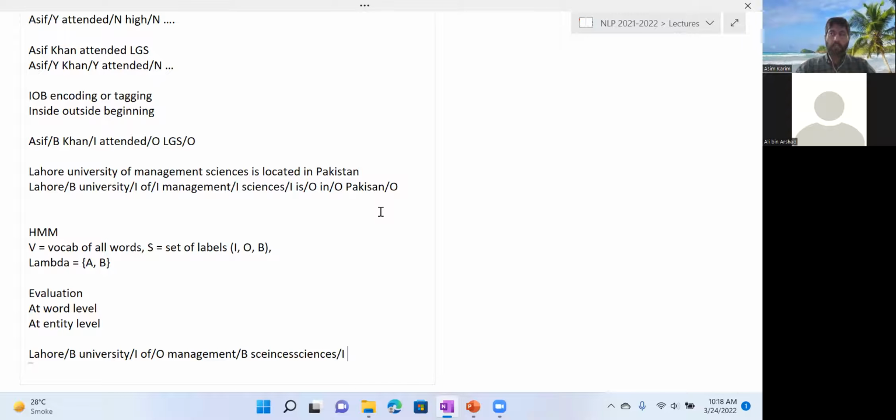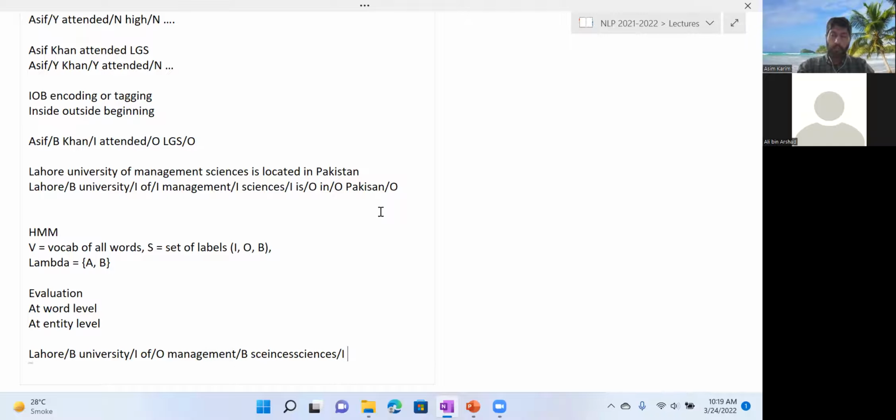So let's say your model did the following labeling. Lahore is B, and then University is I, which means that the entity it has extracted is Lahore University only. Of is O, it's outside the entity. Then Management Sciences is another entity.